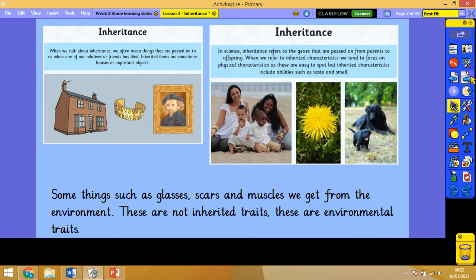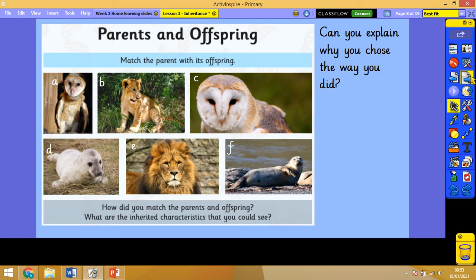Now, it's important to realise at this part that some things such as glasses, scars and muscles we get from the environment. So these are environmental or acquired traits, not inherited traits. And when I say muscles, I mean if you go to the gym and you work out, you are improving your muscles. So that's what I mean there, that's environmental.